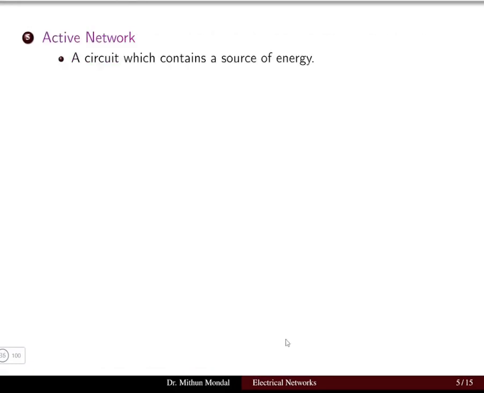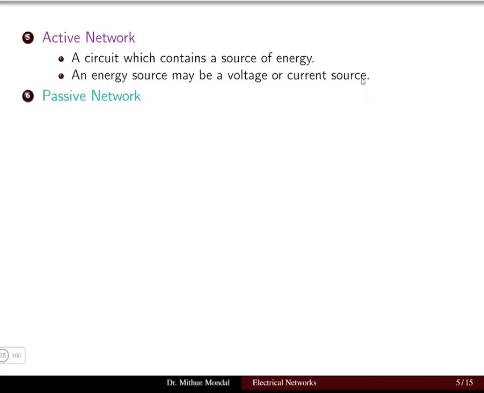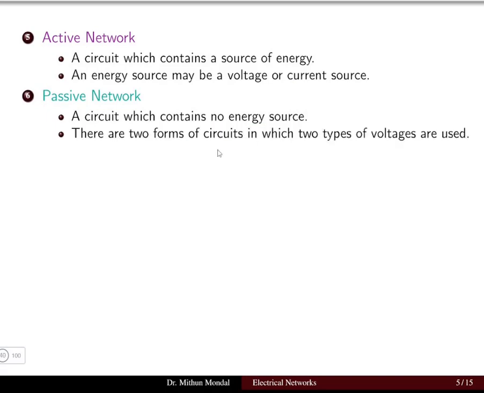Active networks are the networks which contain a source of energy. This source of energy can be a voltage source or a current source. Whereas in the passive network, no energy source will be there in the circuit.